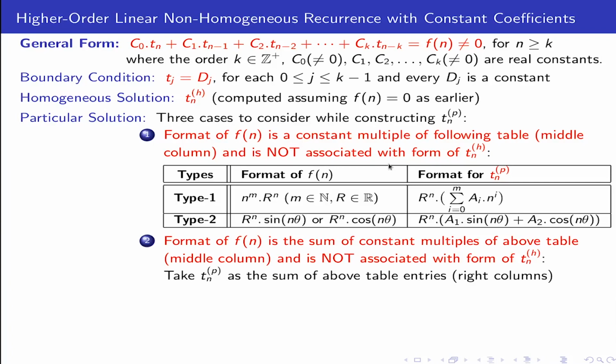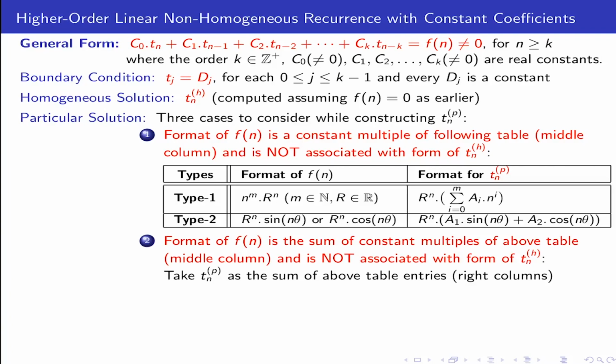The other thing is that if Fn is a sum or a constant multiple of the above table, it could be type 1 plus type 2. It could be n square r to the power n plus some constant into some other r1 to the power n. So in all of these cases, we will try to see what my particular solution is and add them, because as none of them was associated with any of the homogeneous solution, it is a linearly independent formulation of the particular solution. So we can add them.